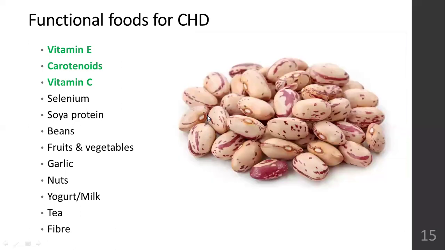Then beans, any form of beans. They are naturally high in fiber, high in protein. Soluble fiber is also present in them. Magnesium, potassium, copper, folate, vitamin B6, these are all present in beans. So the more you consume legumes, you will reduce the incidence of hypertension, high blood pressure.